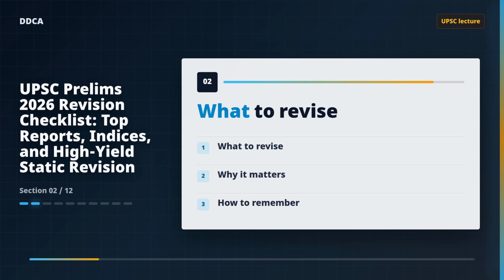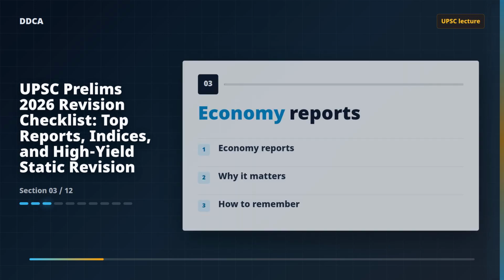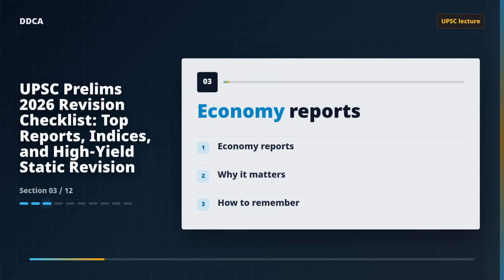Let us begin with the first major area: economy and development reports. These are often high yield because they connect policy with data. The most important official source here is the Economic Survey, published by the Ministry of Finance before the Union Budget. It is not exactly a prelims-only document. It gives the big picture of India's economy. You should know that it is a government publication, and it often becomes useful for both prelims and mains.